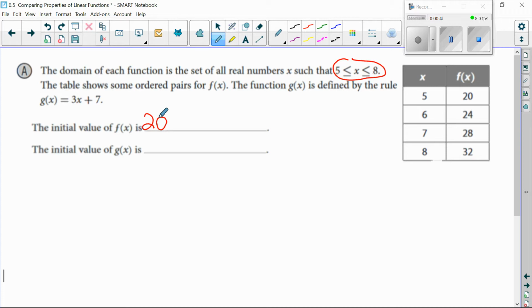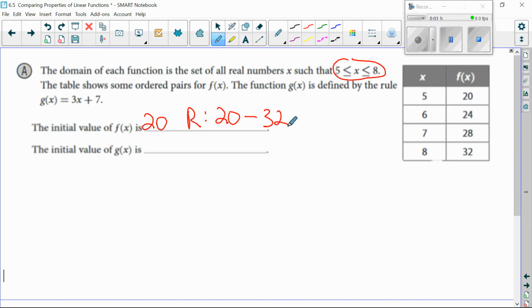The next thing I want to do is I also want to find my range. Well, my range is going to start with the initial value, which is 20, because it's my y values, and see where it ends up. Well, when I get to 8, what do I have? Well, at 8, I'm going to end up with 32. So my range is going to go from 20 to 32. So that's taking a look at the initial value and the range out of the table in f of x.